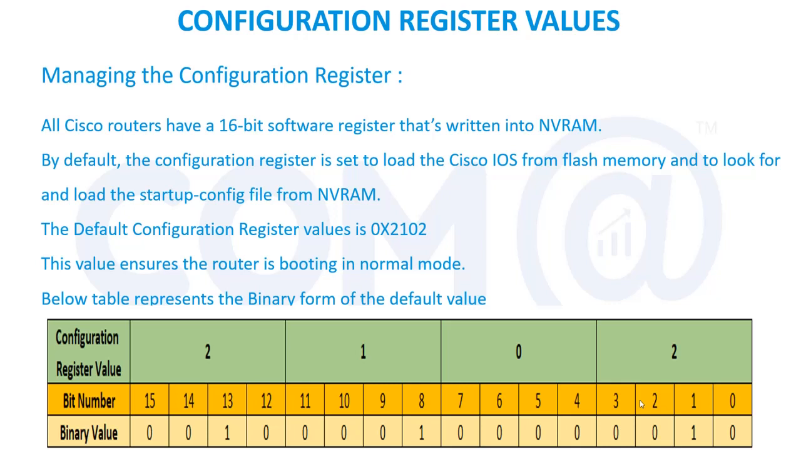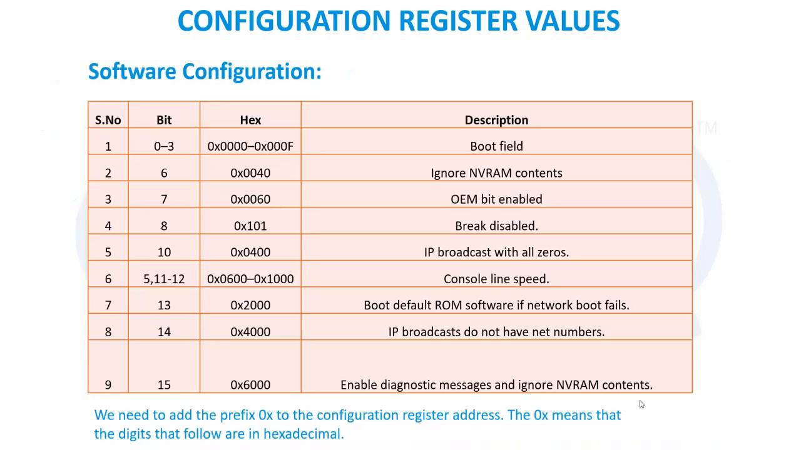By reading 2142, the system will skip your startup configuration. It will load the default configuration and take you to the setup mode. That's it. So that is the difference in values.